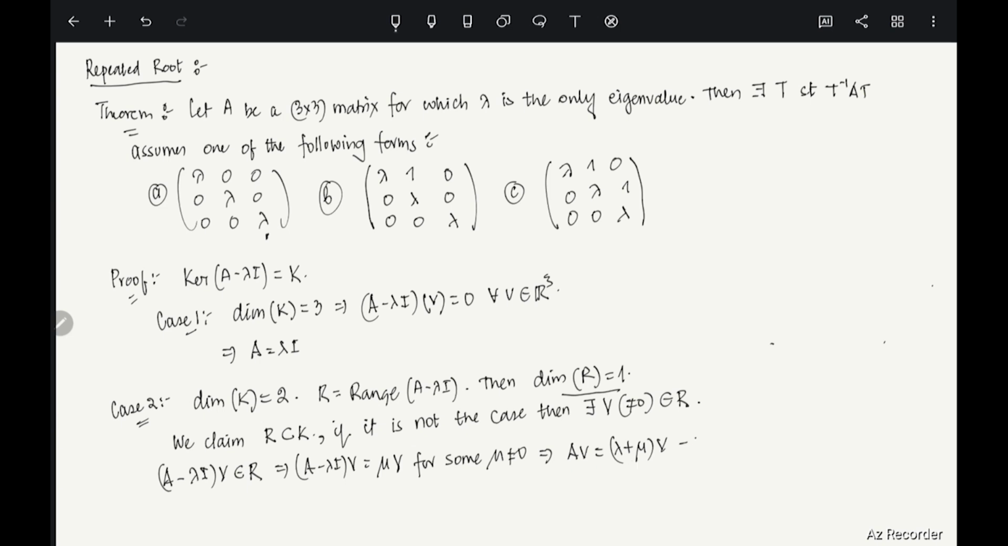But we assumed that lambda is the only eigenvalue, so lambda plus mu has to equal lambda. That implies mu equals 0. But here we assumed mu not equal to 0. Therefore, R has to be contained in K. Clear? Very simple, it's not very difficult to see this.